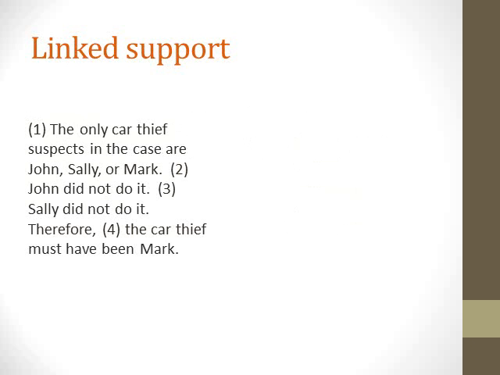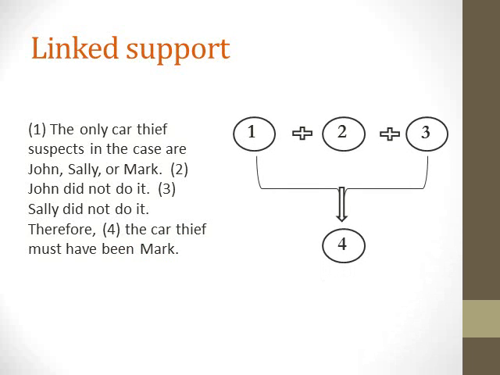Okay, one more example of an argument that uses linked support here. We have a 3-premise, 1-conclusion argument that supposedly takes place within the context of a car theft. The first premise says that the only car thief suspects in the case are John, Sally, and Mark. John did not do it, Sally did not do it, therefore the car thief must have been Mark. So here we actually have 3 premises that link up together to support the conclusion. So the diagram will look something like this, where 1 plus 2 plus 3, when taken together, and only when taken together, give us 4.